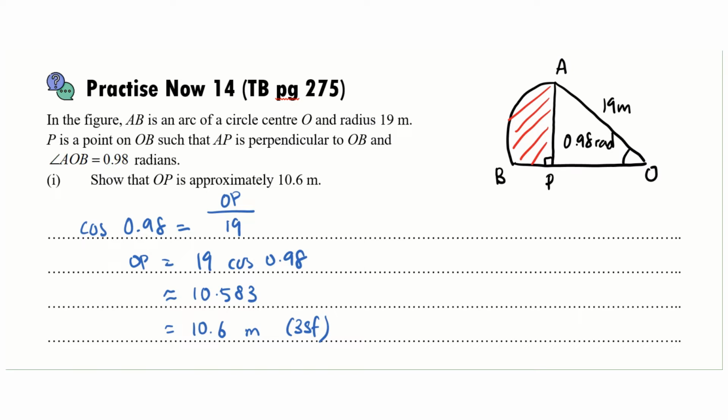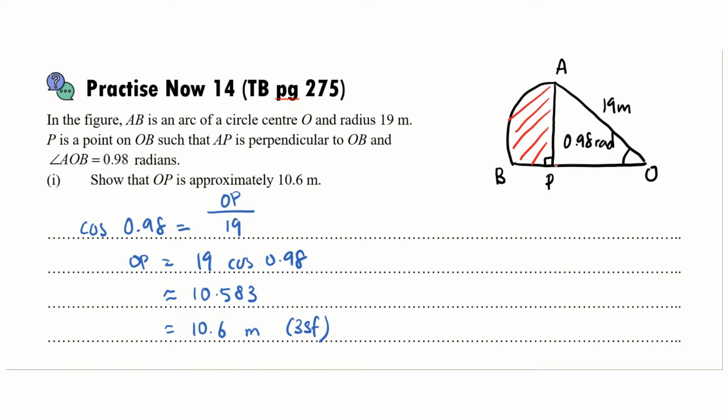You must be wondering, what about this one? There is the word radians over there. Sometimes in questions, they will try to emphasize it, so they will put in the word radians to be very clear to the students. But usually we will not write it. So anyway, going back to the question, part I, we want to show that OP is approximately 10.6 meters.